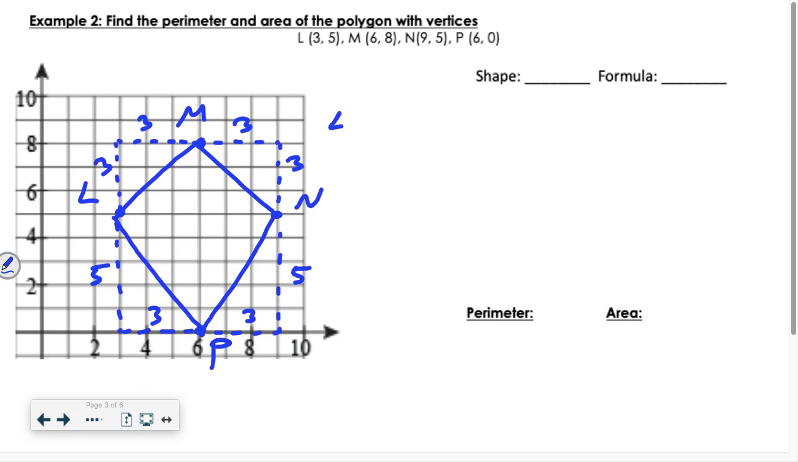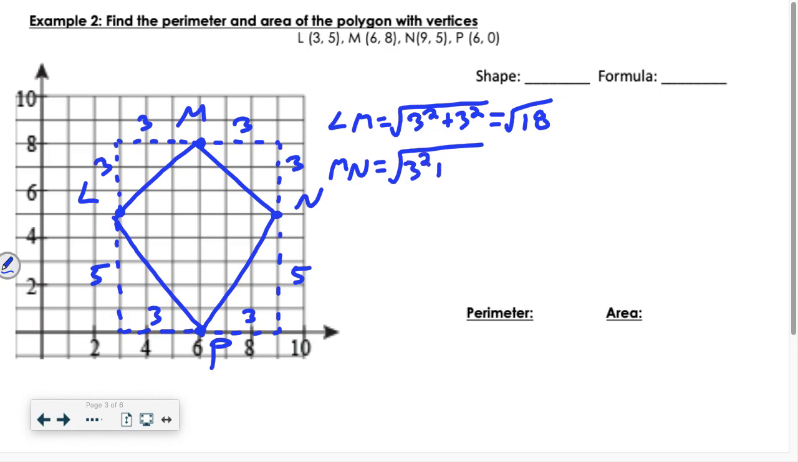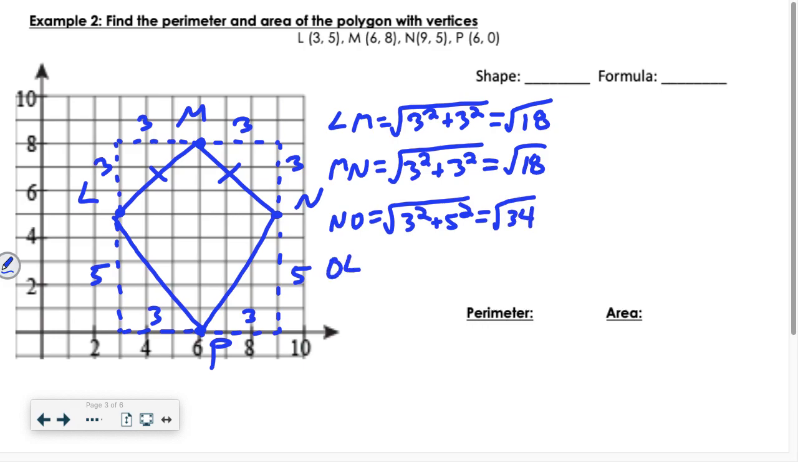So the length of LM is equal to the square root of 3 squared plus 3 squared, which is the square root of 18 when I put those together. MN is the square root of also 3 squared plus 3 squared, which is going to be square root of 18. So we know that these two are congruent. NP is equal to the square root of 3 squared plus 5 squared, which is the square root of 34. And then PL is the square root of 3 squared plus 5 squared, which is the square root of 34 as well. That means we know that these two are also congruent.